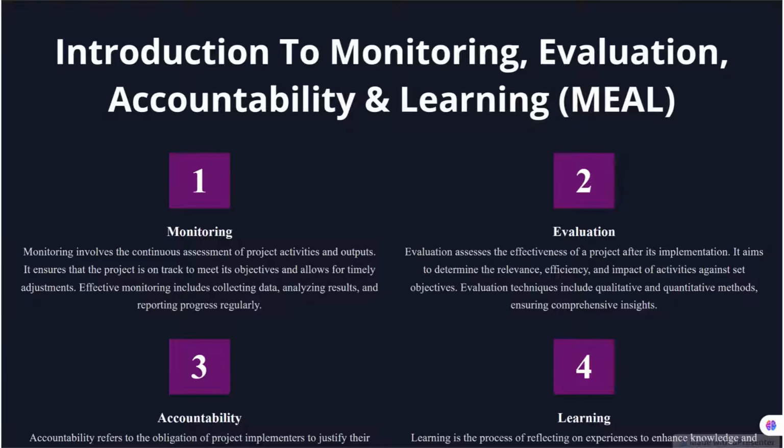Evaluation. Evaluation assesses the effectiveness of a project after its implementation. It aims to determine the relevance, efficiency, and impact of activities against set objectives. Evaluation techniques include qualitative and quantitative methods, ensuring comprehensive insights.